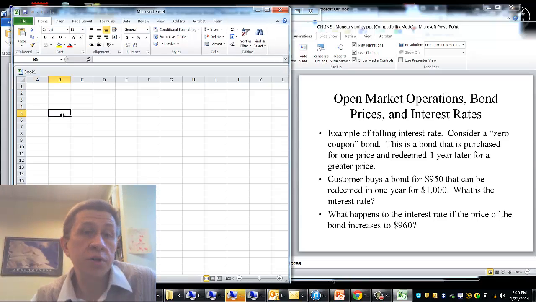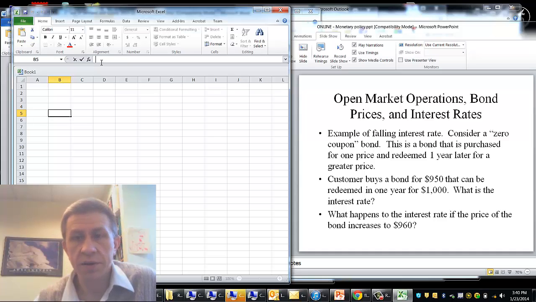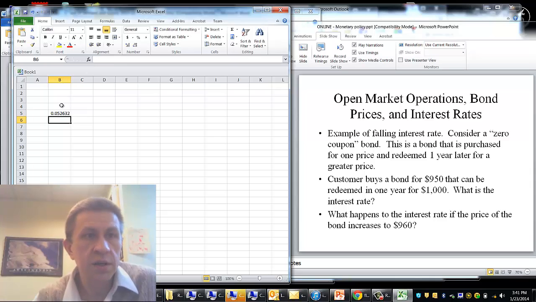Okay, I'm just going to go into Excel to work through these. So if we had a bond that we bought for $950 and it was redeemable in a year for $1,000, what's the interest rate? Well, you get $50 of income from a $950 purchase price. Let's put this in percentages. I've got 5%, and I'll move the number out here. 5.3%, right?